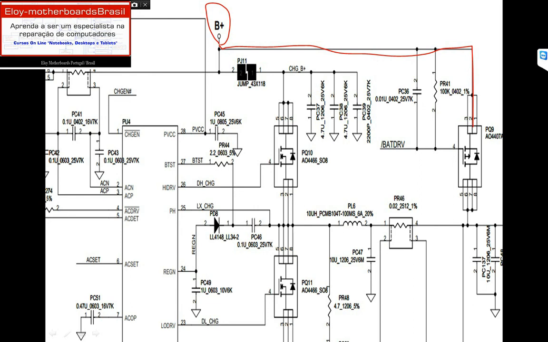The voltage that will be sent by PU4 to charge the battery will be called BATT++, or battery plus plus, that we can measure on PL6 and on the load resistor PR46.